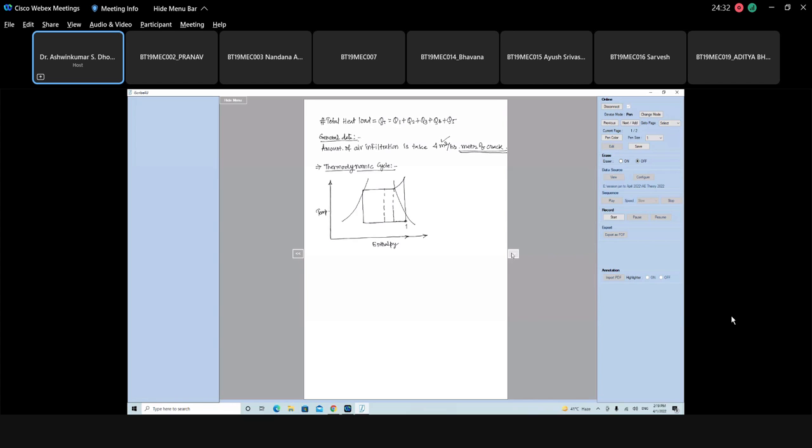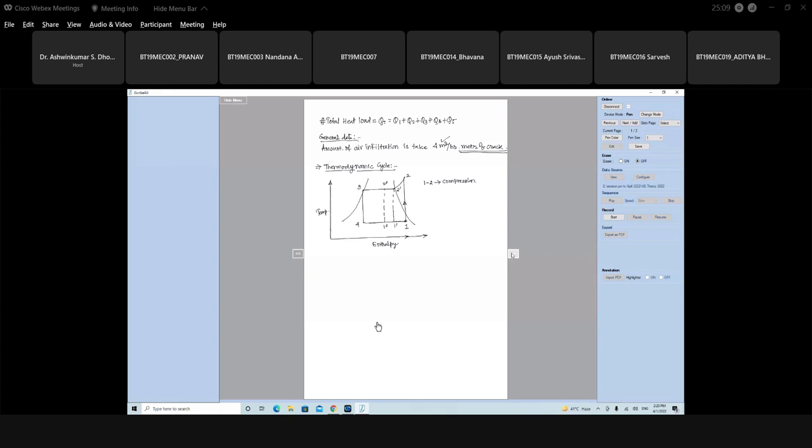So this is point number 1, 2, 3, 4. This is 1 double dash, this is 2 double dash, this is 1 dash, this is 2 dash. Okay, now process 1 to 2. 1 to 2 is the compression.